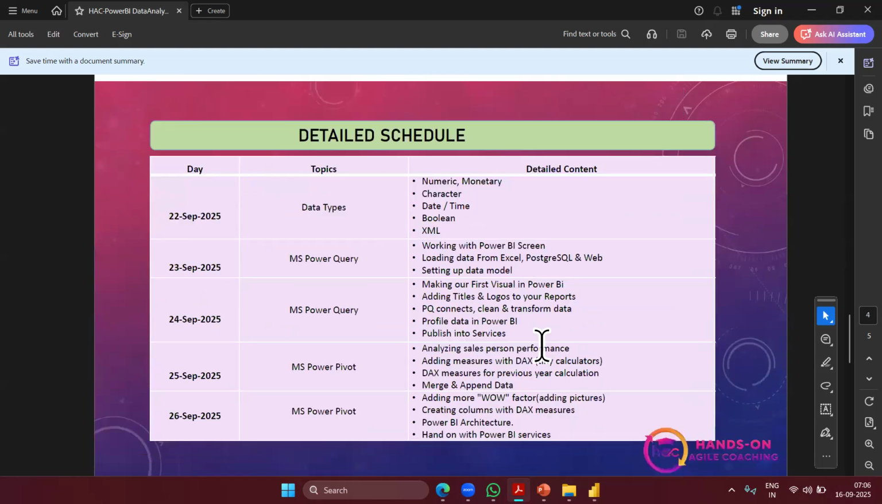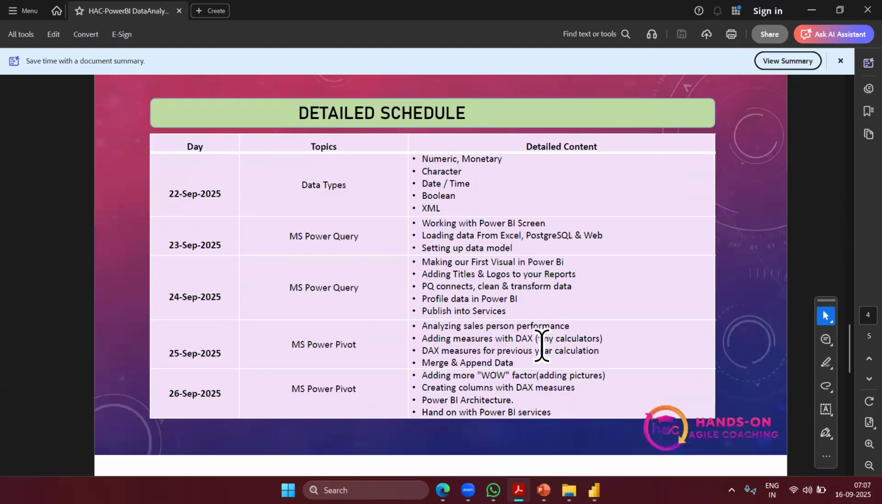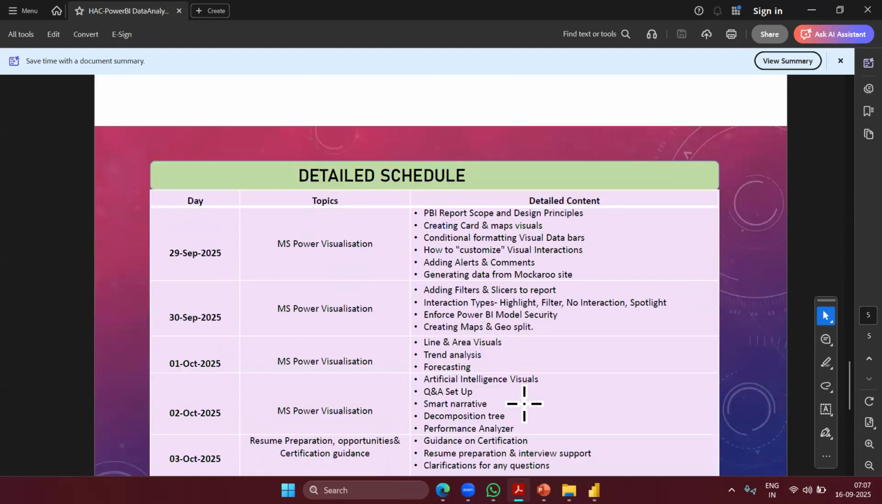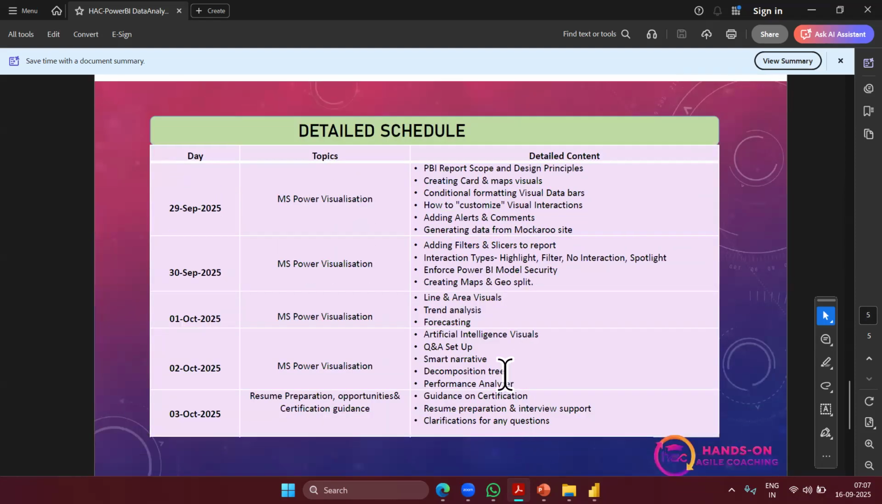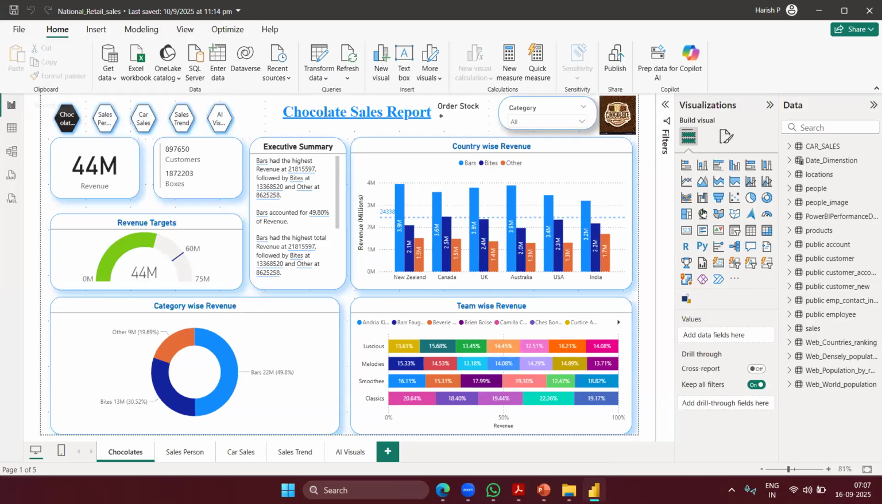Coming to the second week, we would be focusing mainly on Power BI: Power Query, Power Pivot, and analyzing. We are having separate classes for DAX, quality of the data, and architecture. And subsequently, we are going to touch base on almost all the visualizations.